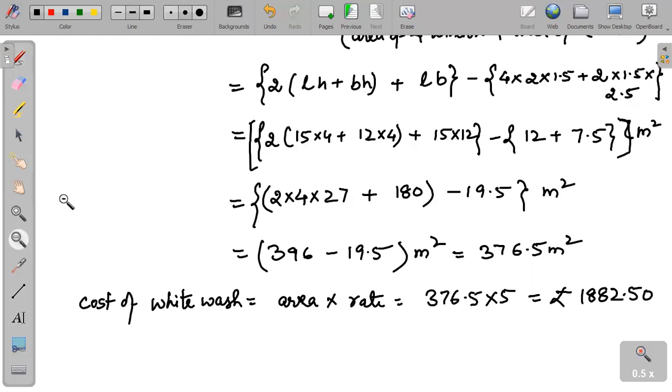Is that okay? Next is a swimming pool is 50 meter in length.